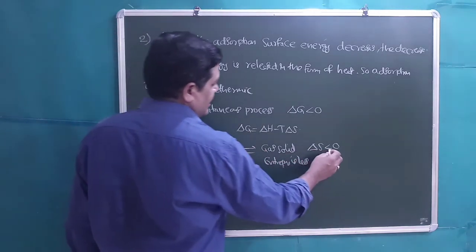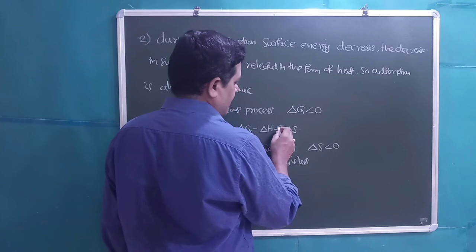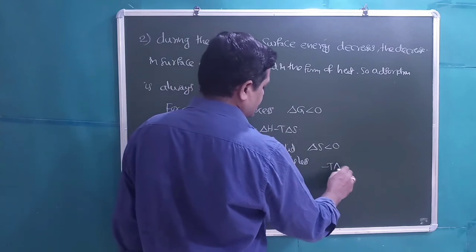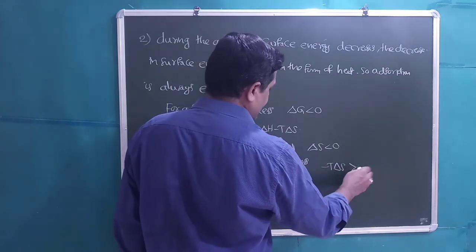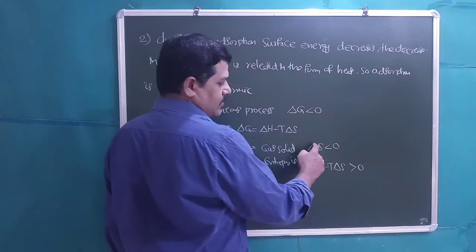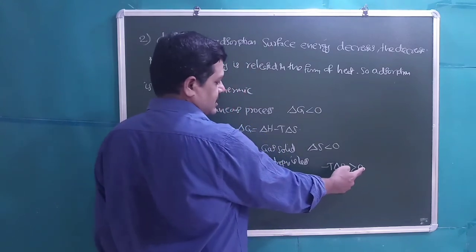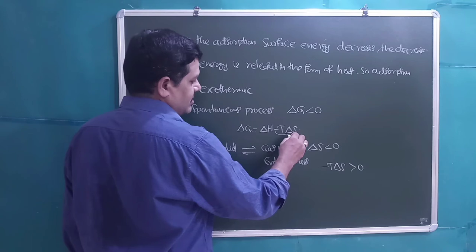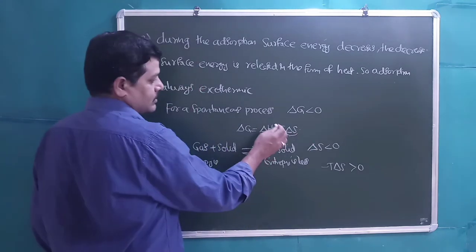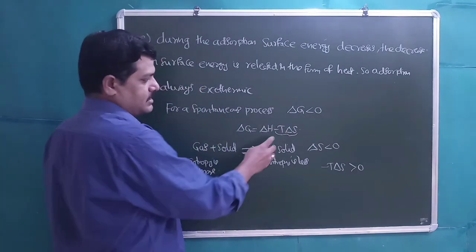So when delta S is less than 0, then minus T delta S will be greater than 0, because minus into minus we will get a plus, greater than 0. So this term is not favorable for this process, adsorption.